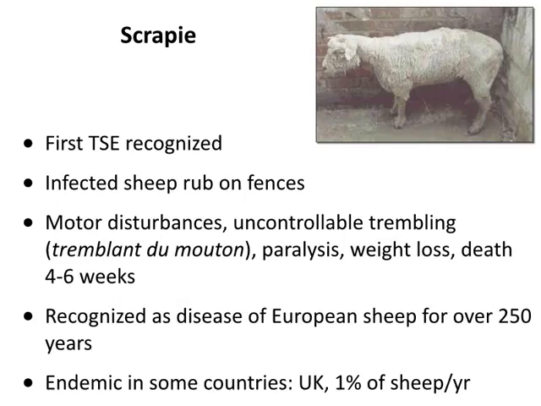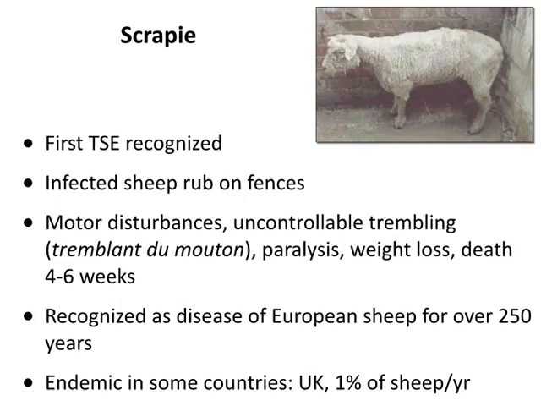The first TSE recognized was scrapie. This is a disease of sheep. Here's a sheep with scrapie. One of their characteristics is that they rub themselves on fences. They remove their what is it? Is it fur or hair in sheep? Does anybody know? Wool, thank you. Yes, that's good. So they lose their wool, you can see, by scraping against the fence. So the farmers called it scrapie as a consequence.